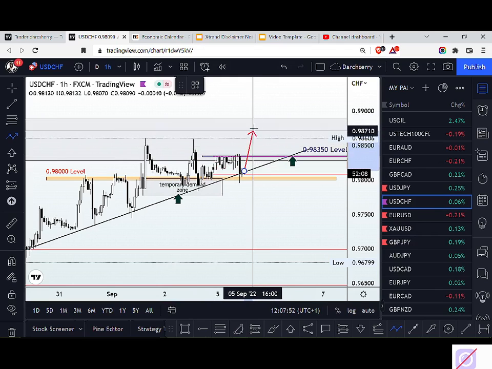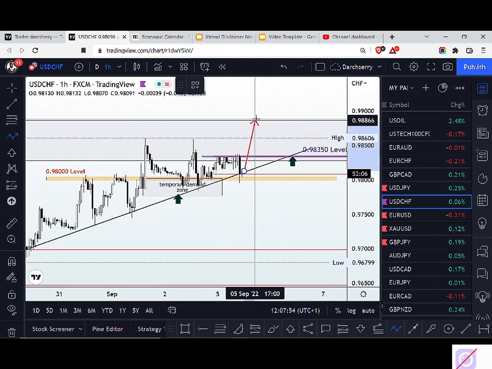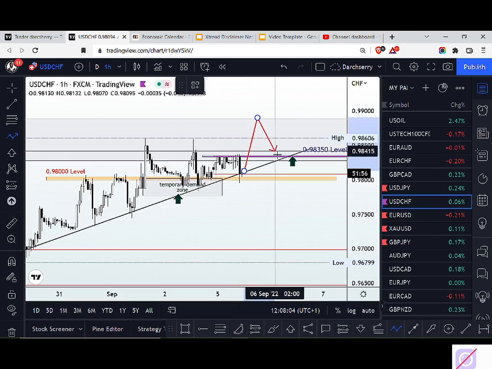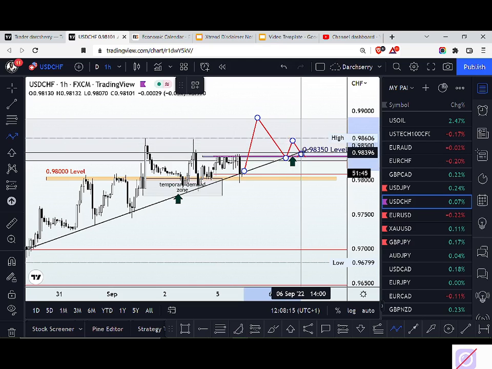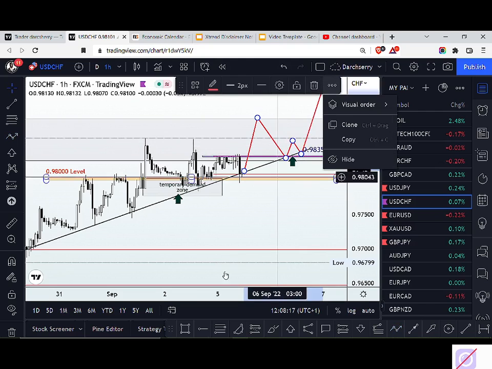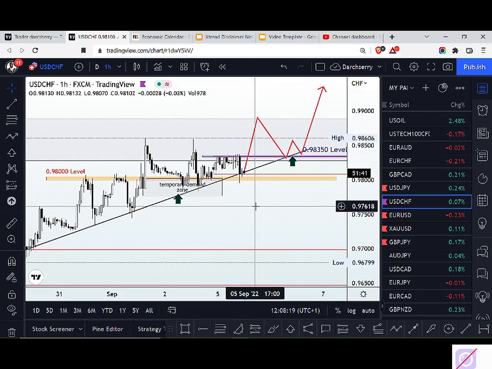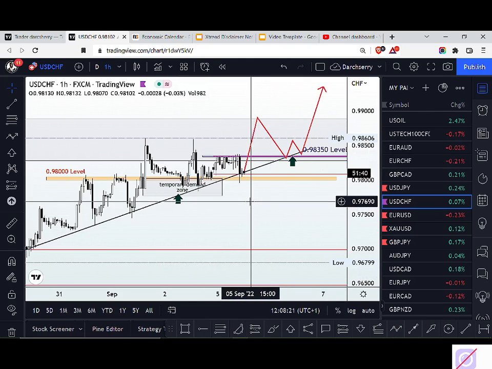So I want to see price break out of the structure significantly. It could be an engulfing candle, it could even be two engulfing candles taking me out of the structure, and then I will be patient enough to wait for price to come back into the 0.98350 area, which also shares a confluence with the bullish trend line we identified on the 1 hour time frame here. After that, I look out for patterns on a lower time frame that support a trend continuation to the upside. So this is what we are going to be looking forward to on the USD CHF.